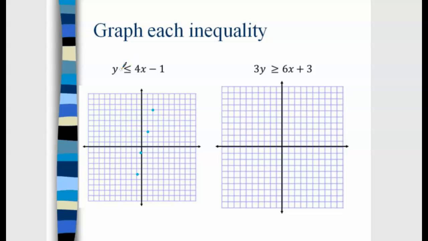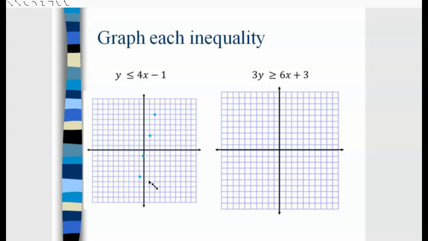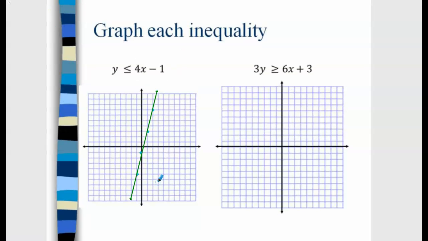And then our line is less than or equal to, so it will be solid. And then the y values are less than, so we shade below. That means the solutions for this problem come from both on the line and below the line.